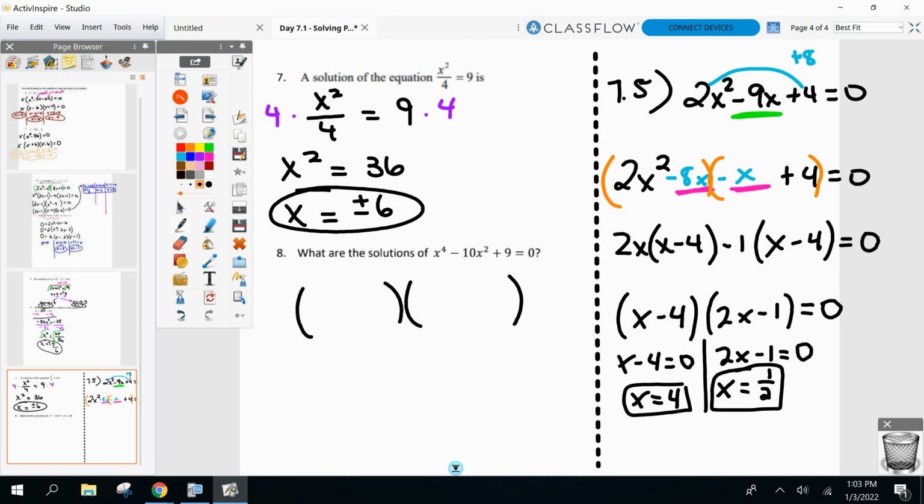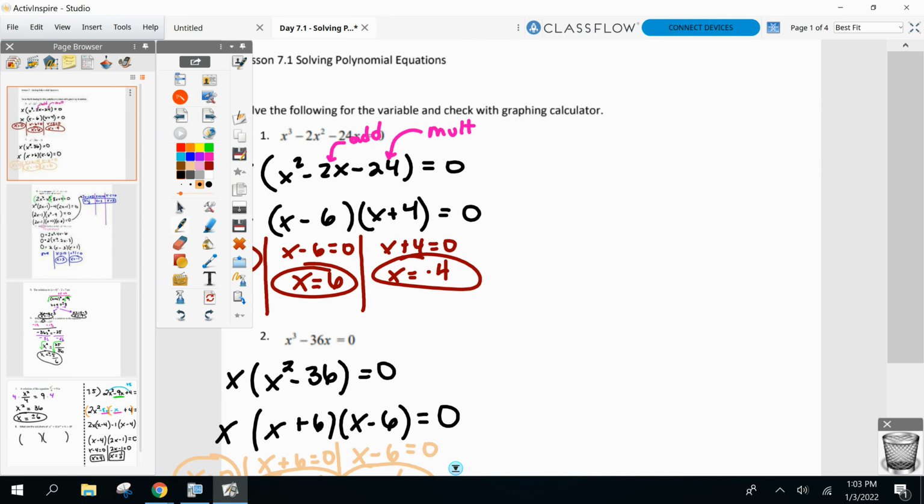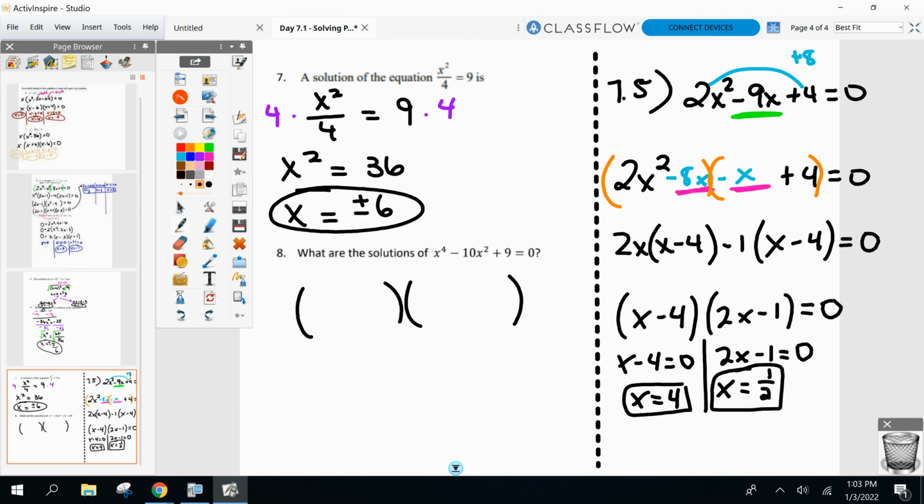What's the number out in front? It's a 1, right? So usually when there's a 1 out in front, I can do the old multiply to this and add to this like we did at the very beginning, and I still can. Don't be afraid of the x to the 4th. I'll talk about that at the end. But see how my last number is 9? Middle number is -10. Give me some numbers that multiply to 9 and add to -10. We can still do this.